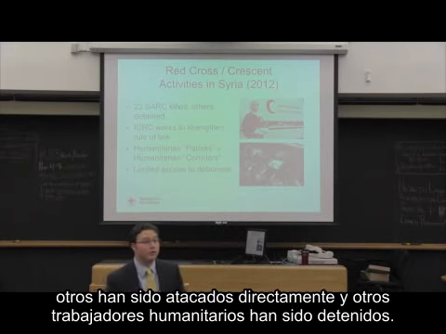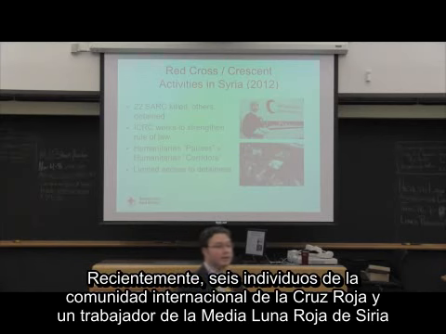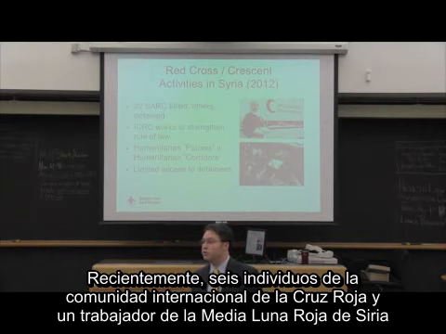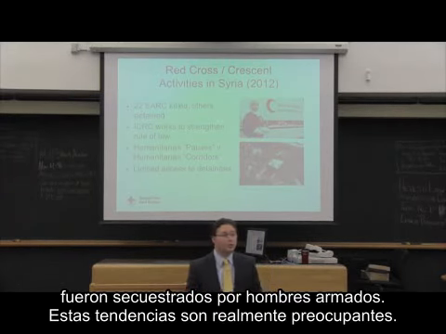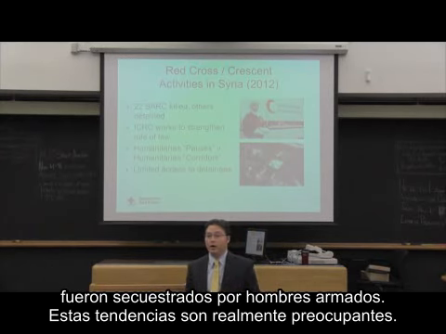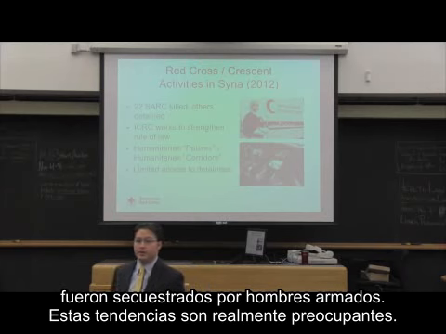A number of other individuals have been detained. Most recently, 6 International Committee of the Red Cross workers and a Syrian Arab Red Crescent worker were kidnapped just a couple weeks ago by armed gunmen. And these are really disturbing trends, and it shouldn't stand.